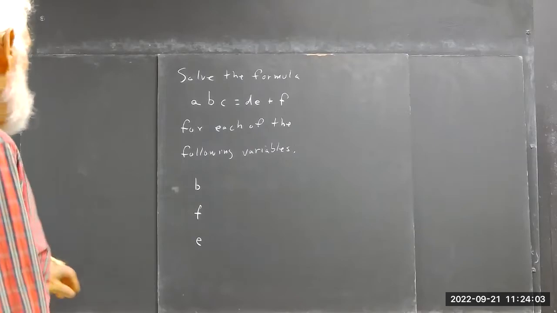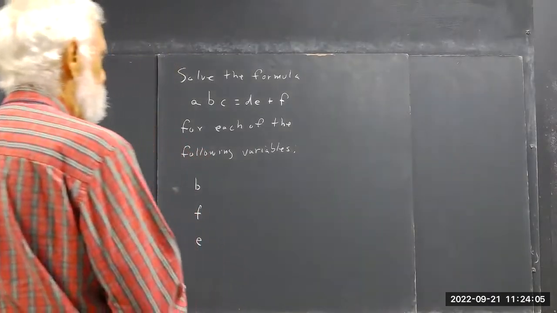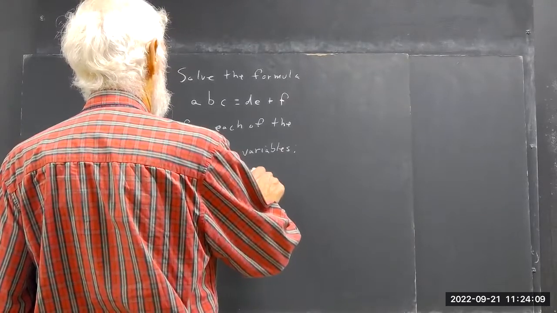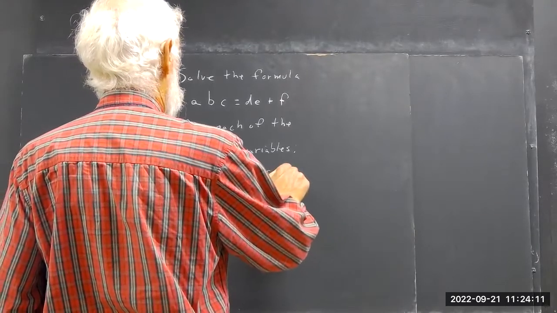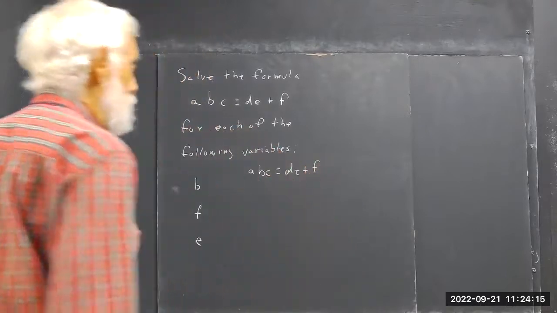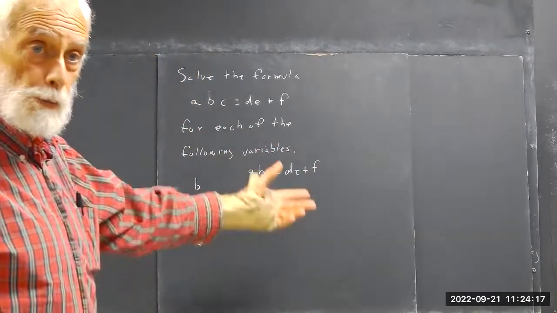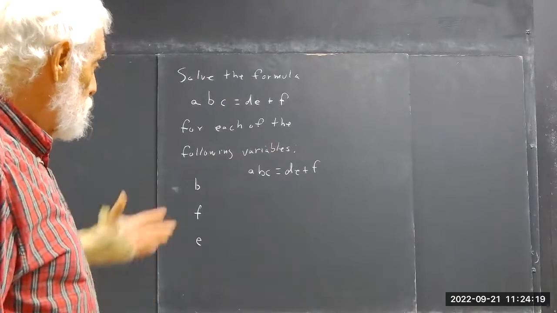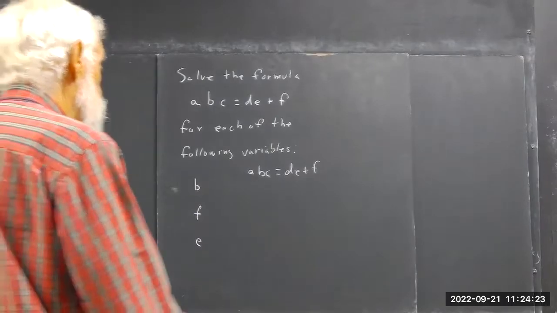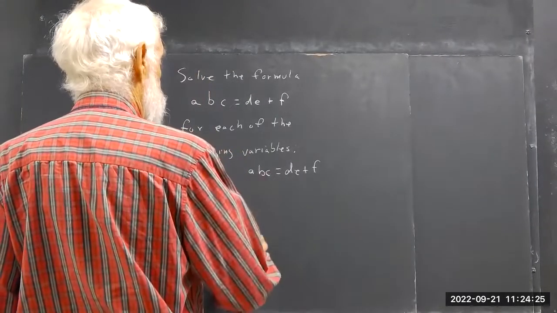Okay, solve for B. Well, we could write the equation. We want to write the equation. We don't want to just start doing things without writing out the equation, because we're going to do things to both sides of the equation. Okay, so what do we do here?